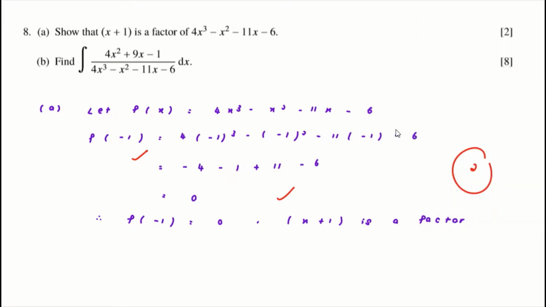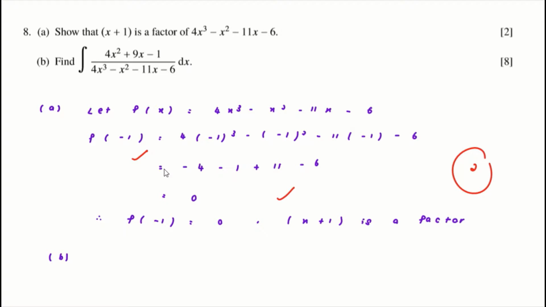So B, find the integration for this expression. When you look at this, you should know that the first thing you will need to do is partial fractions. You need to do long division, then find out what the possible factor is, because in this case you will realize that the denominator is exactly the same as part A.